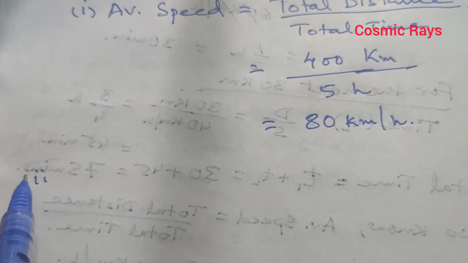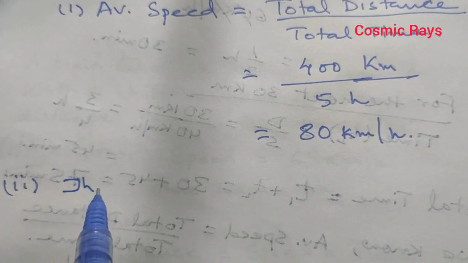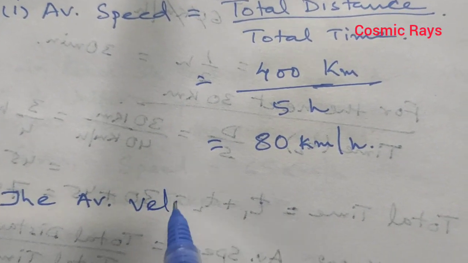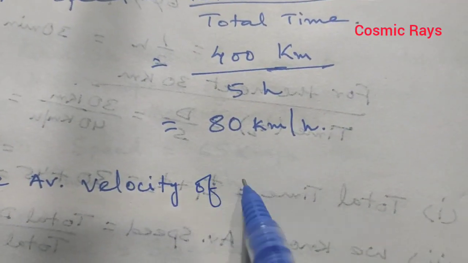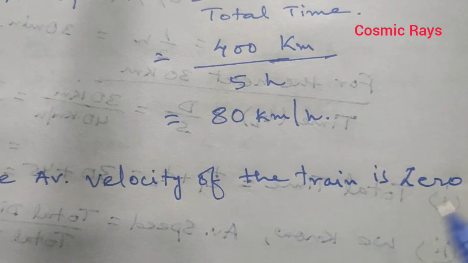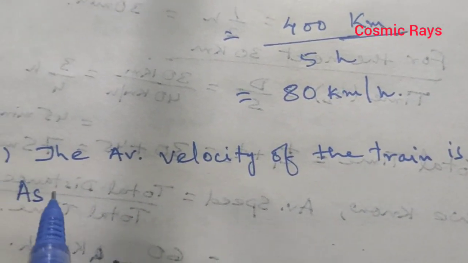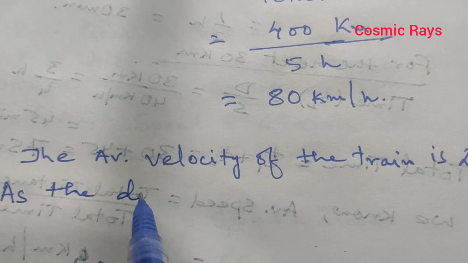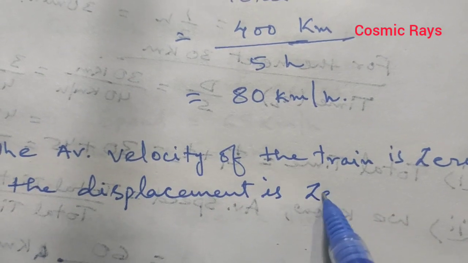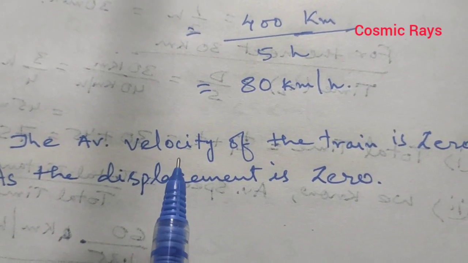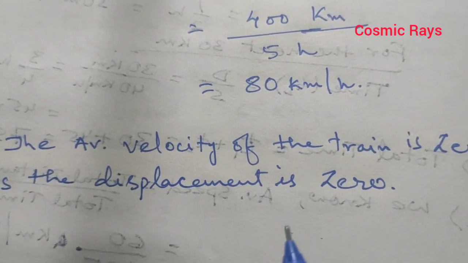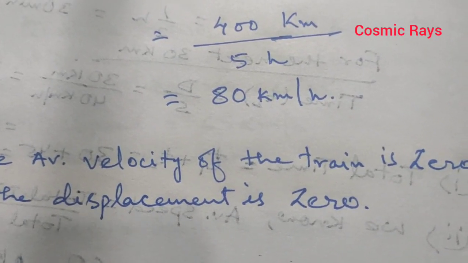And for the second part, as I told you, the average velocity of the train is 0 as the displacement is 0, because the formula for average velocity is total displacement upon total time. So displacement is 0, so 0 upon anything will still give us 0.